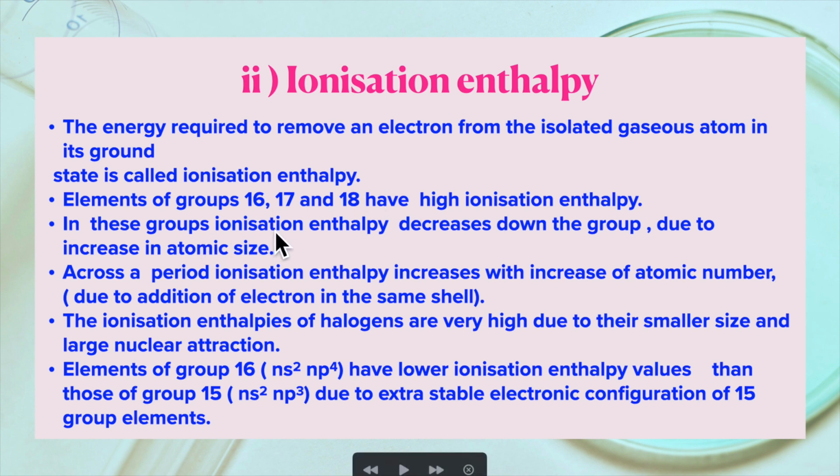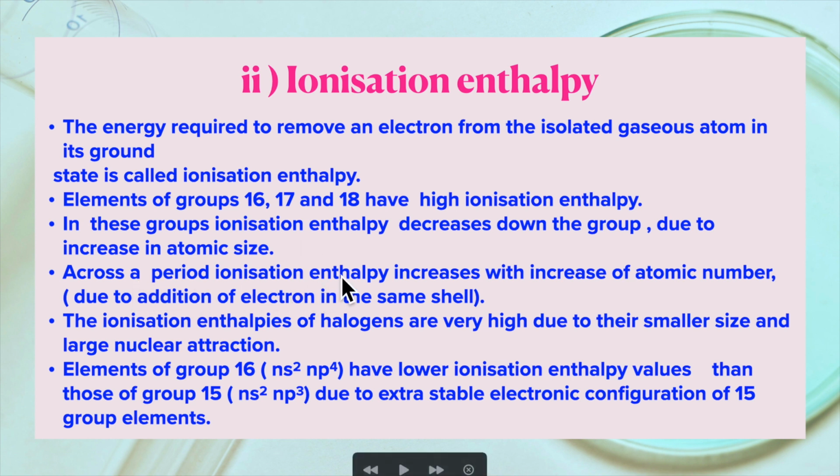In these groups, ionization enthalpy decreases down the group due to increase in atomic size. Now we have seen atomic size increases when we move from top to bottom in these groups, and so as atomic size increases, the ionization enthalpy will decrease, because less energy will be required to remove the electron from the outermost shell, as the distance between the nucleus and the electron is increased.